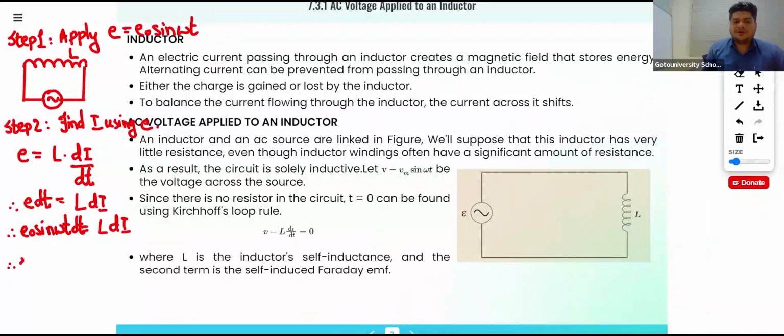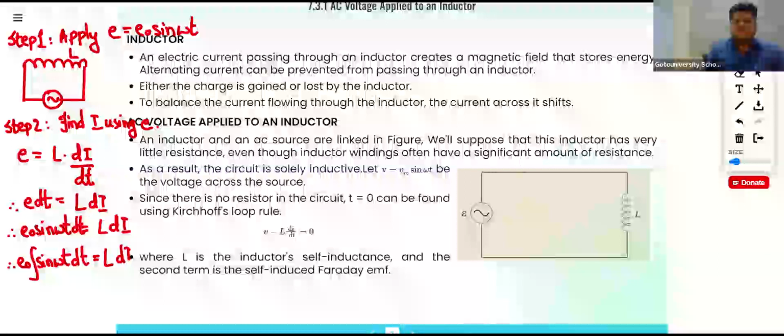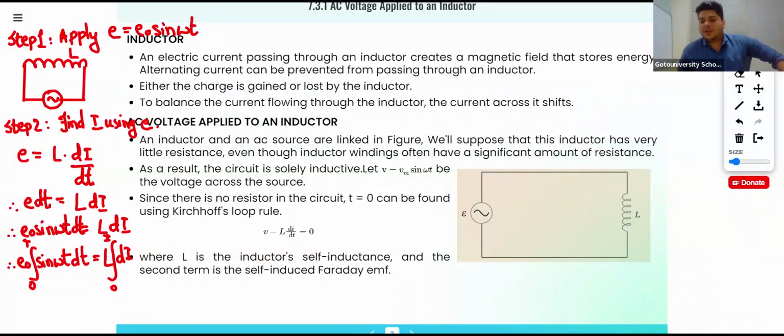Integrating both sides, E naught sine omega t dt will be equal to L integration of di. The limit will lie from 0 to t on this side, and on this side the limit will lie from 0 to I. Now what? Integration. The constant will be out of the picture. What is the constant here? E naught.